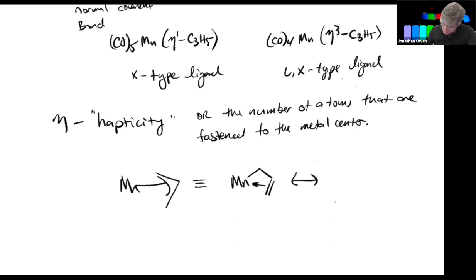And it turns out that there's another resonance structure you can write like that, with the double bond on the other side. The arrow represents a dative interaction.